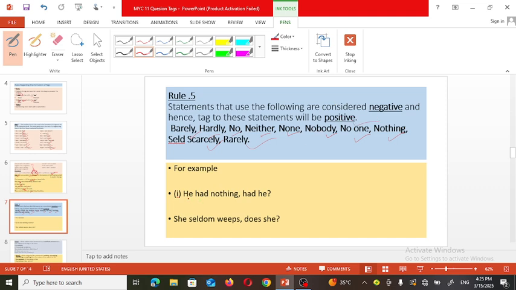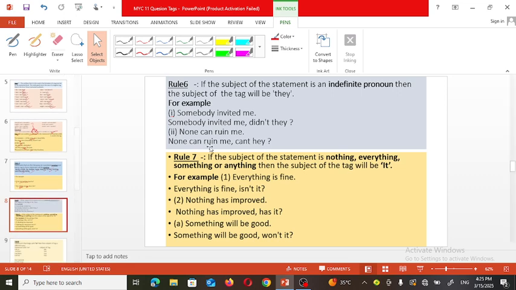For example, he had nothing. He had nothing means a negative sentence. So, had he? Question mark. She seldom weeps. Seldom means hardly ever, near about nothing. So weeps. Here s is added. It means does. Does she? Question mark.